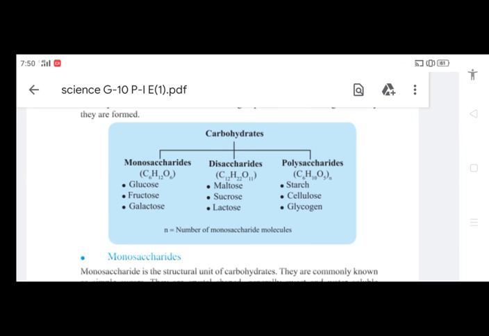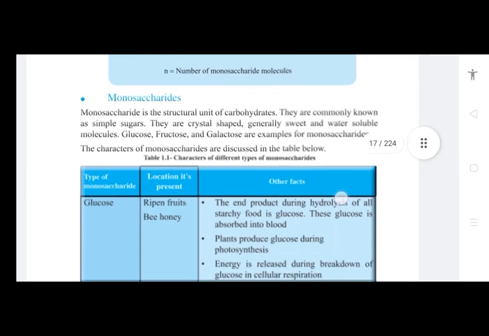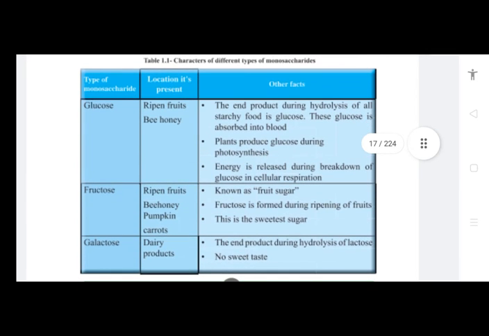As we said, there are three types of carbohydrates. Monosaccharides, mono refers to one. The monosaccharide is the structural unit of carbohydrates, so we call them simple sugars. The features of monosaccharides are crystal shaped, sweet and water soluble. According to this table, the examples of monosaccharide are glucose, fructose and galactose.